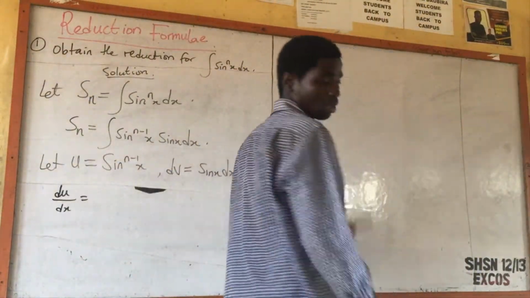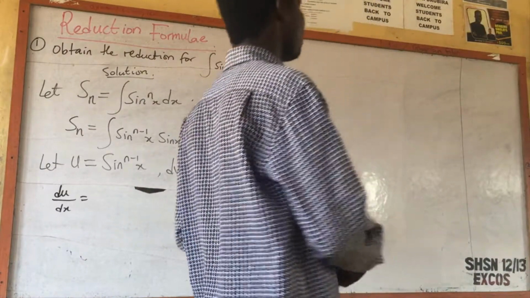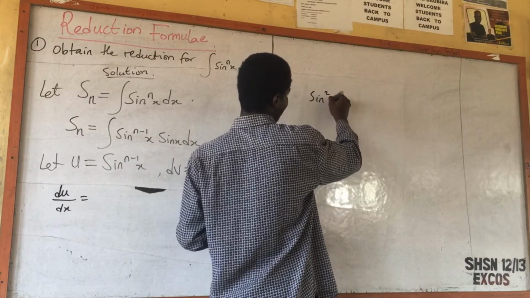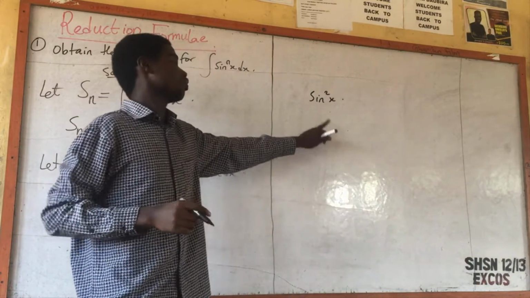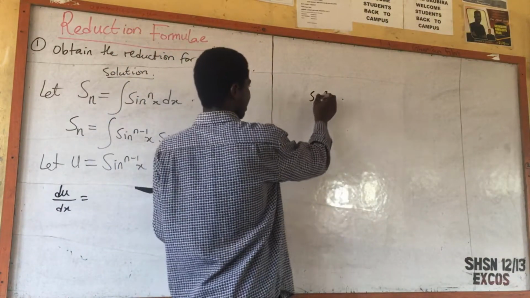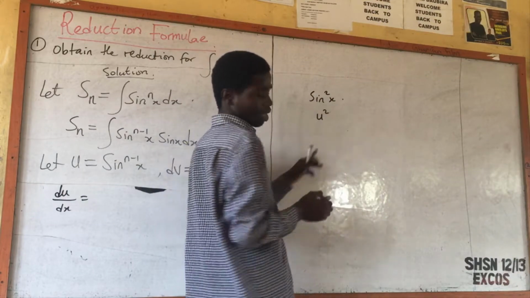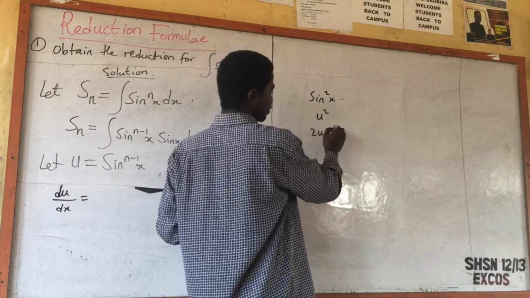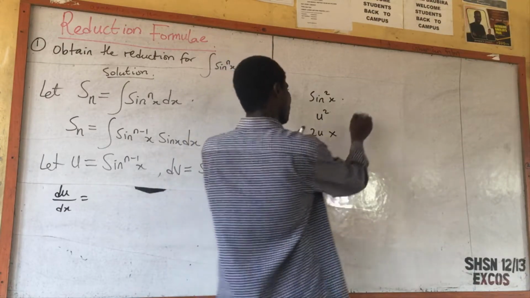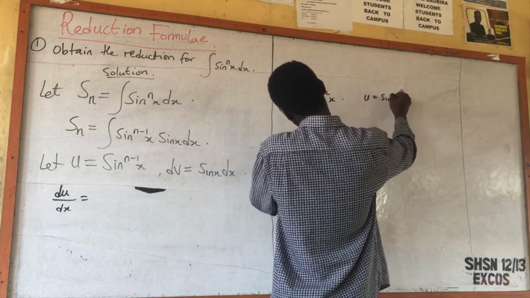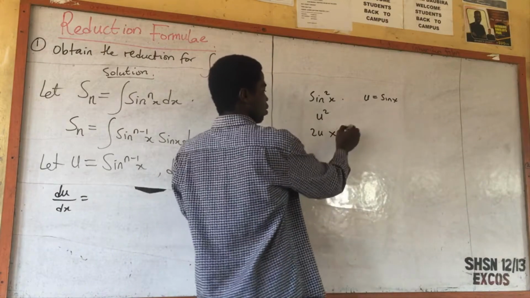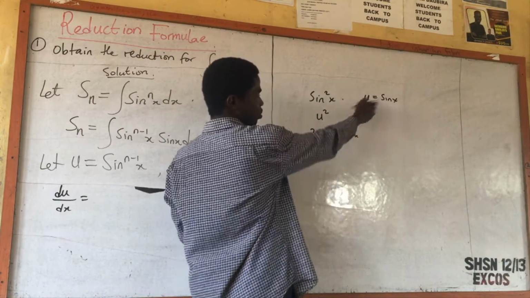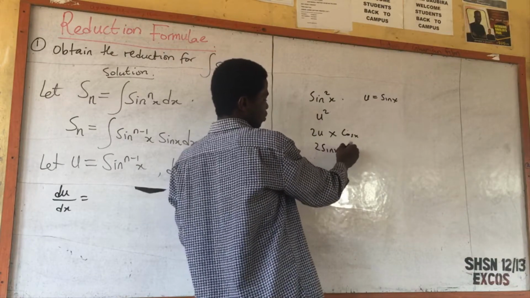Or better still, don't forget you are going to use the chain rule. Whenever you want to do this, maybe you have sine squared s and you are told to differentiate, you will use the chain rule. You will let u be sine s, so that you now have u squared. You will now do dy/du, which will be 2u. Then you will multiply by du/ds. Don't forget you have let u be sine s. Then du/ds will be cos s, because you differentiate this. So you now have 2 sine s cos s.